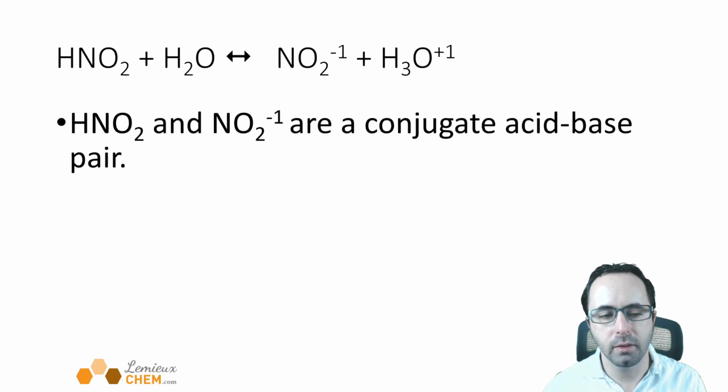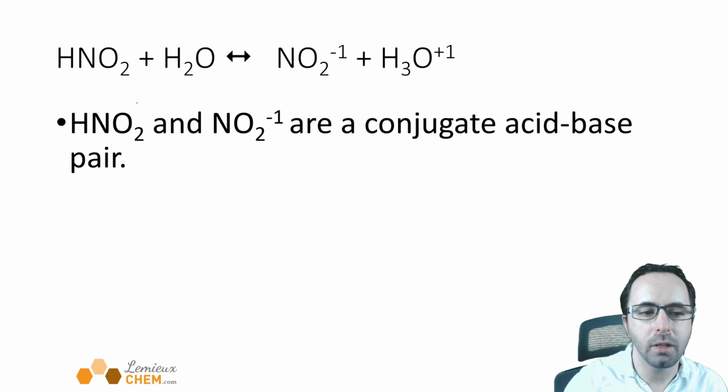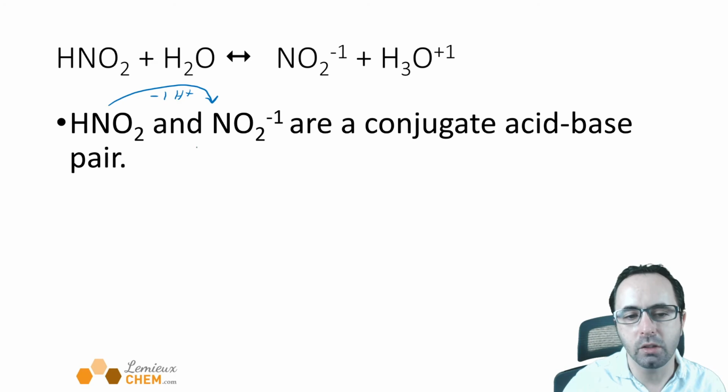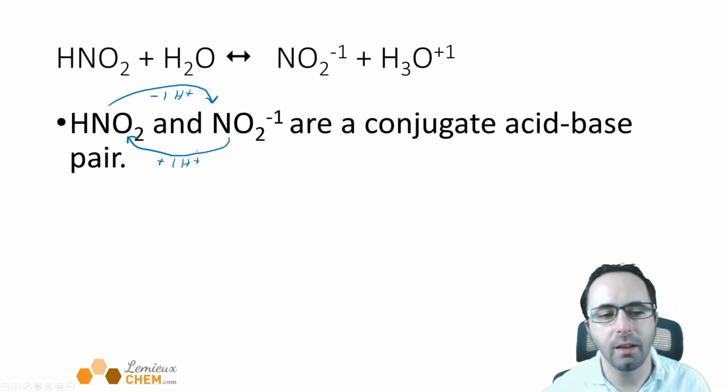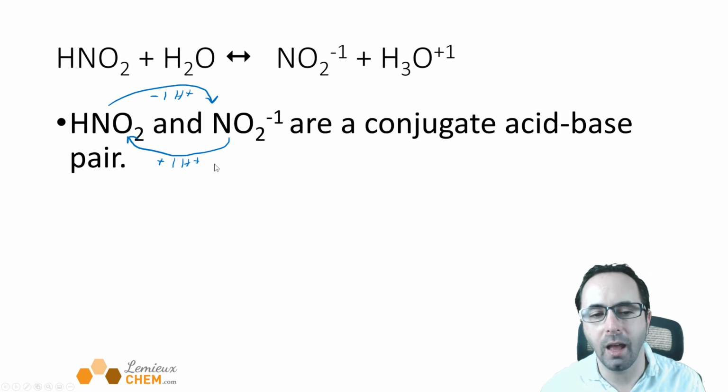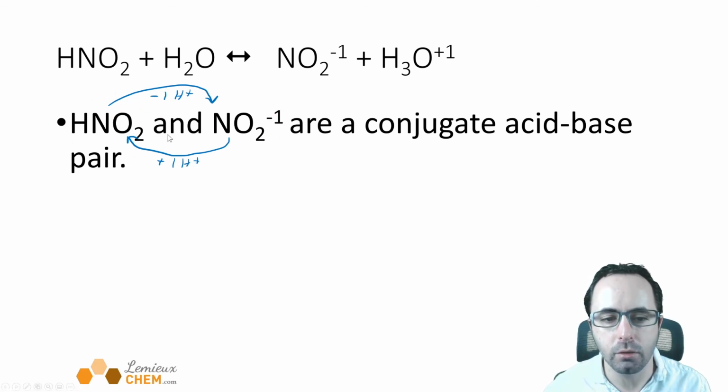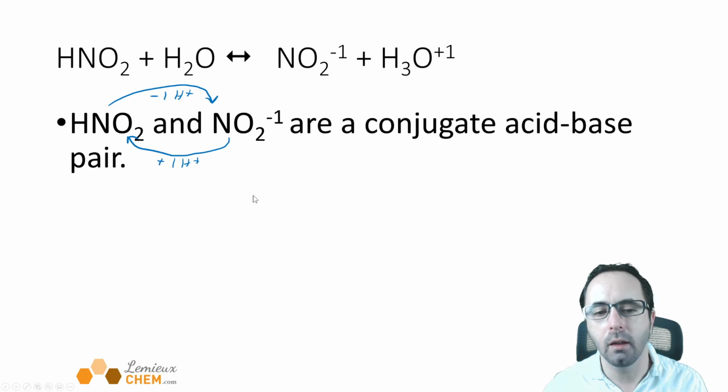So we say, yeah, here's what I just said here. HNO2 and NO2- are a conjugate acid-base pair, because if you subtract a proton, -1 proton, you get the conjugate base, nitrite ion, and then if you add 1 proton, you get its conjugate acid, HNO2. So we say that they're a conjugate acid-base pair, meaning they differ by 1 H+ ion. Nitrite ion has 1 less proton than HNO2, and HNO2 has 1 more proton than nitrite ion.